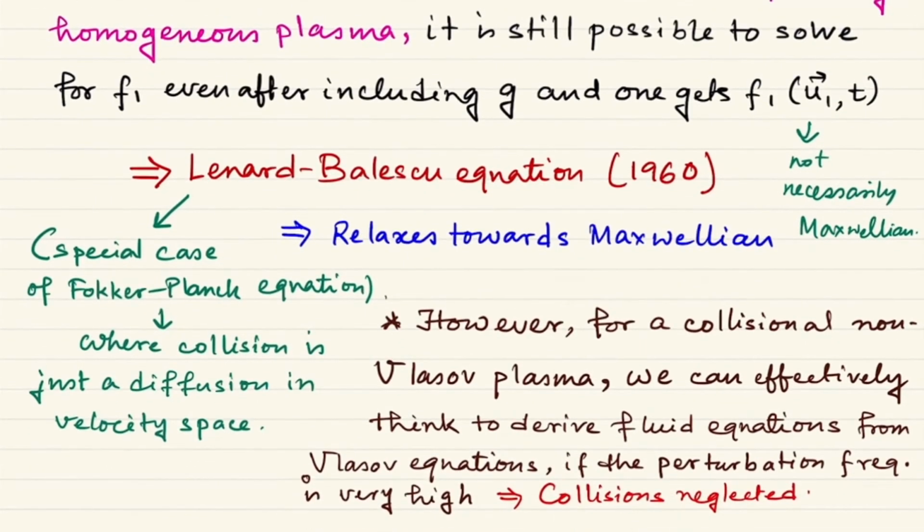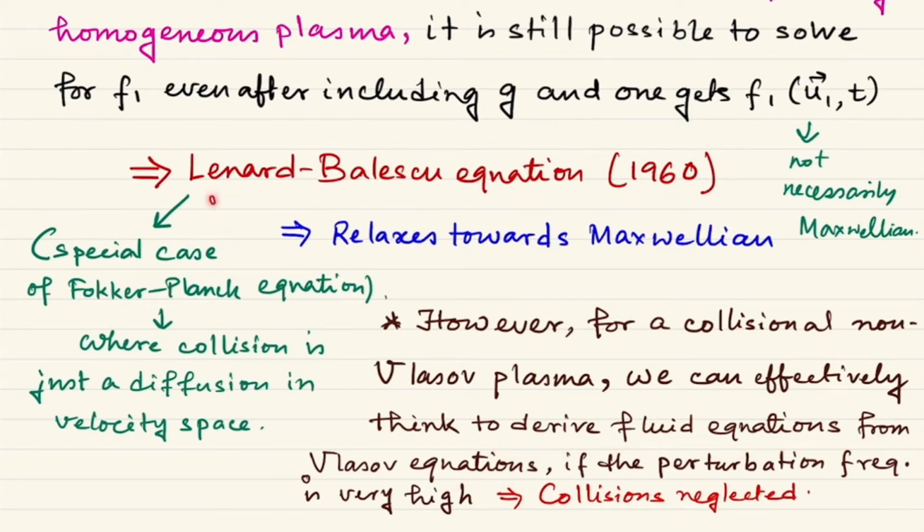Okay, now we said that how to do this, analytically, how to simplify a plasma just by assuming this to be spatially homogeneous. Now for a collisional non-Vlasov plasma, that means a collisional plasma which actually should really relax to a Maxwellian distribution, we can effectively think to derive fluid equations from Vlasov equation as well.